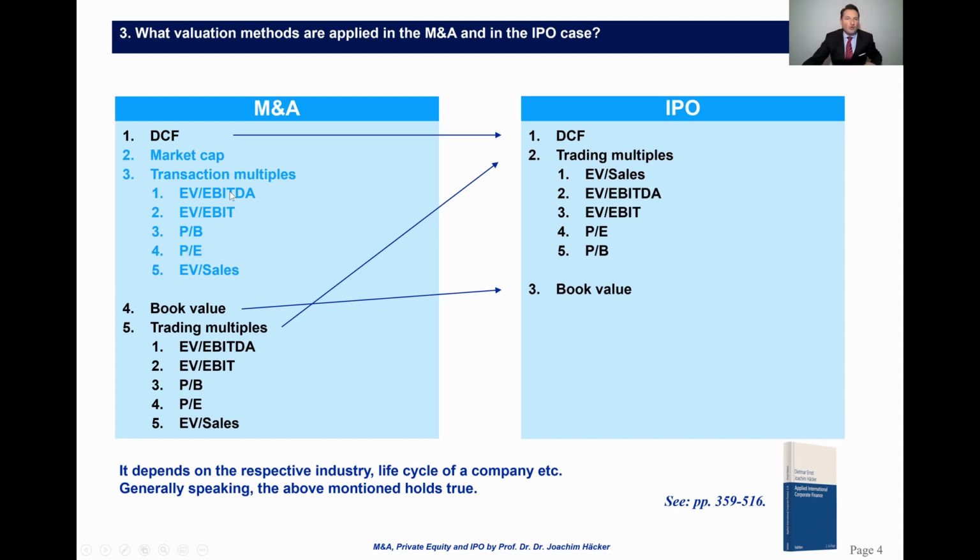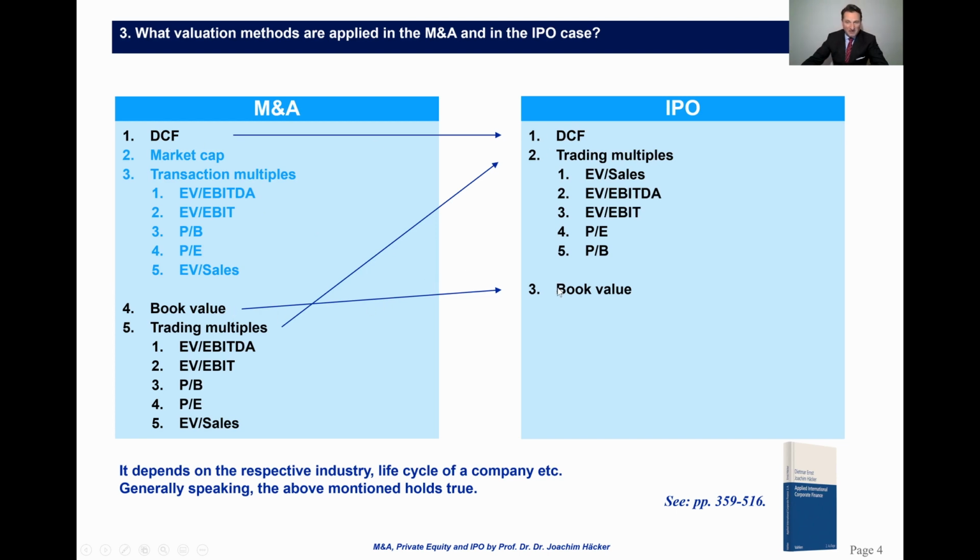So the ones in blue are not relevant in the IPO case because the company is not listed. So therefore we cannot use the market cap, and the transaction multiples cannot be applied because here the underlying assumption is it's about 100% of a company. Here, you might come up with 50, 51% of a company. Your transaction includes different amounts of shares that will be bought. However, the DCF is really core in the M&A case and in the IPO case.